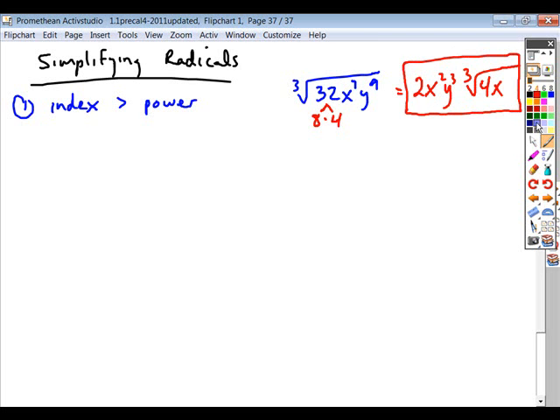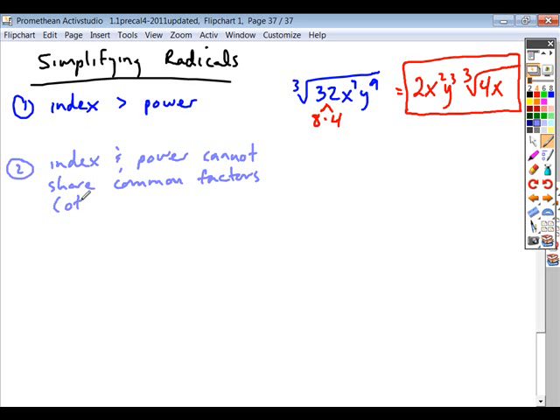The next rule that you need to consider, I mentioned, but we didn't really go through too much, and that is that the index and the power cannot share any common factors, of course, other than 1. So here would be an example of that.